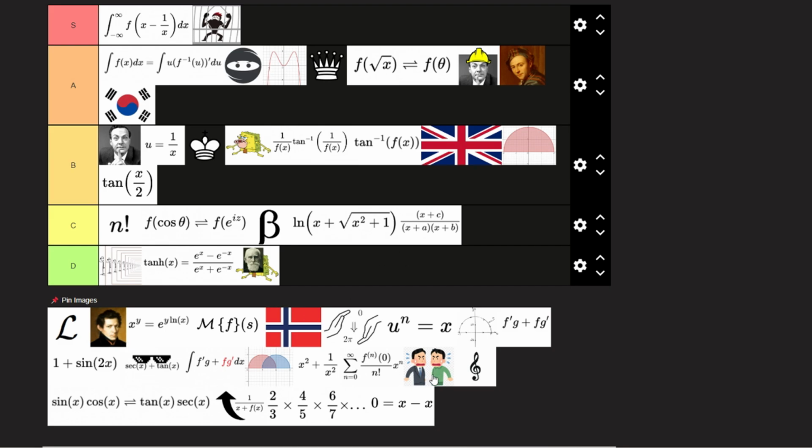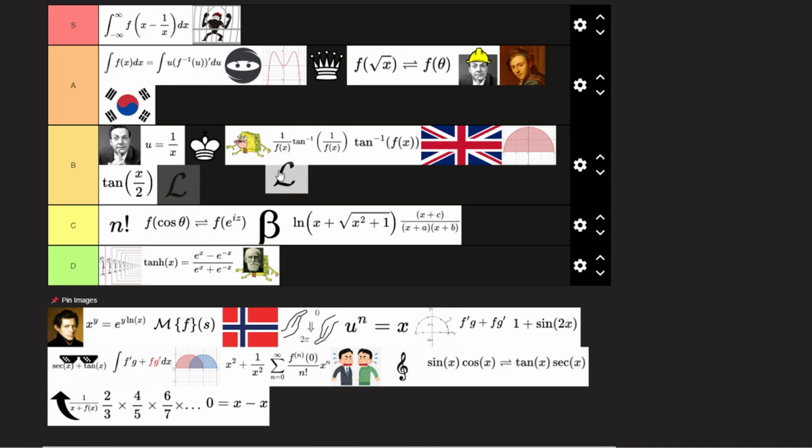Is it more satisfying than the secret trick? I just realized I don't have that here. It's okay. But is it more satisfying than the secret trick? Probably, I think it is. I think Korean substitution is more satisfying than the secret trick. So I'll put it in A. It is a lot more satisfying, and the integrals do come out very nice.